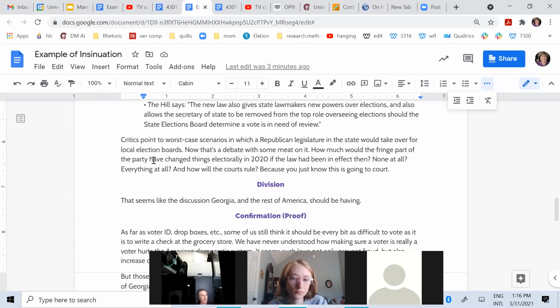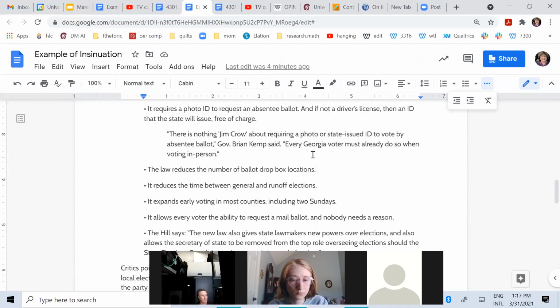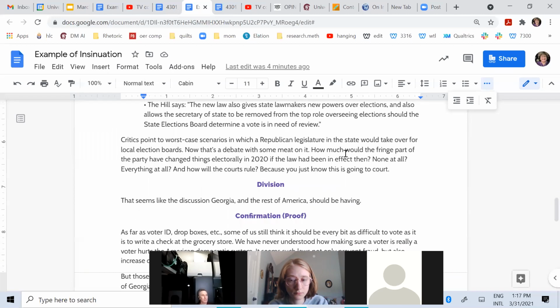Critics point to worst-case scenarios in which a Republican legislature in the state would take over for local election boards. Now that's a debate with some meat on it. How much would the fringe part of the party have changed things electorally in 2020 if the law had been in effect then? None at all, everything at all, and how will the courts rule? Because you just know how this is going to court. So all this is background or narration to what they're going to say, which is their opinion about the new law in Georgia that was passed yesterday, which is why it's part of the Kairos. And I'm sure most major newspapers have editorials about it.